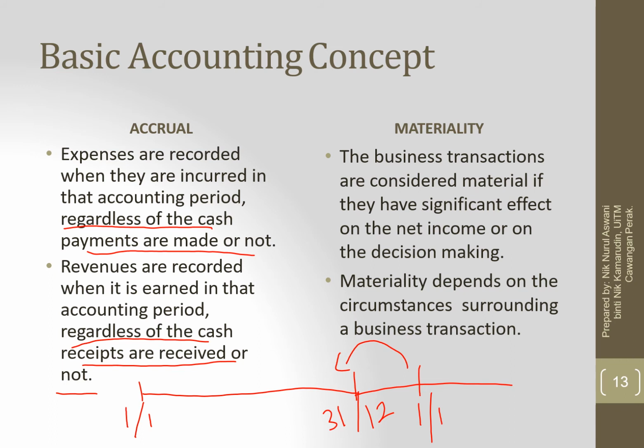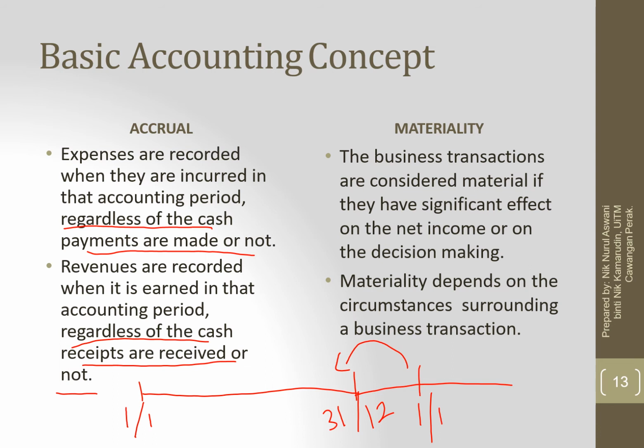Alright? Okay, so the next one, materiality. Materiality is where business transactions are considered material if they have a significant or important effect on the net income or on decision making. The materiality, however, depends on the circumstances surrounding the business transaction. It could be the size of the business, the level of sales of the business, or the level of profits of the business. The materiality will differ from one business to another.